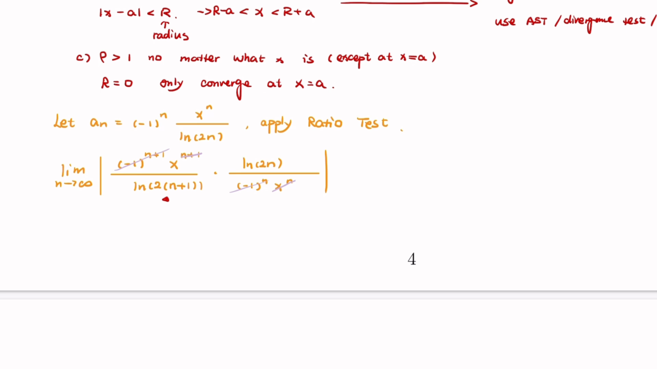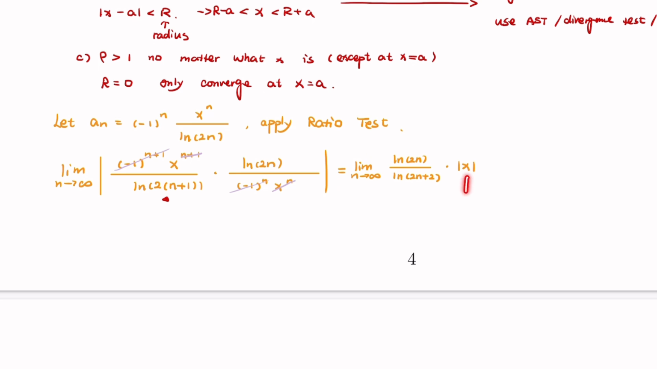However, this x can be anything. Could be positive, could be negative, could be 0. So you cannot take it out of the absolute value symbol. So after all the cancellation and rewriting, what I'm going to have is this limit. So I'm going to have ln 2n over ln 2n plus 2 times absolute value of x.